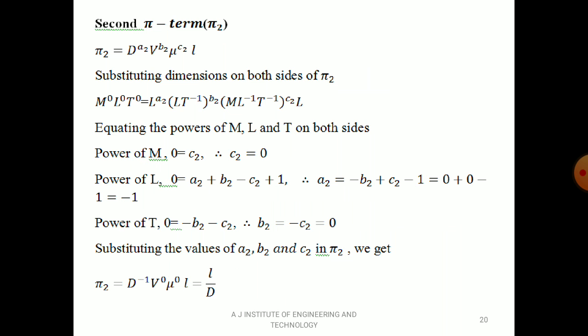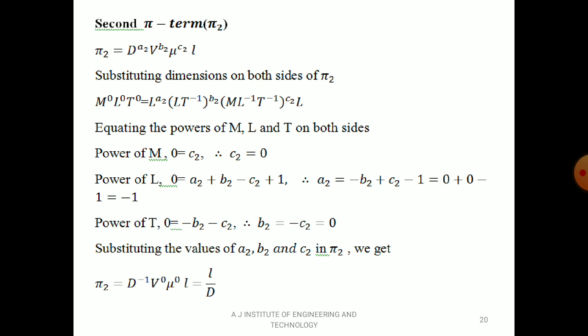So m to the power 0, l to the power 0, t to the power 0, that is equal to l to the power a2, l t to the power minus 1 to the power b2 into m l to the power minus 1, t to the power minus 1 to the power c2 into l. So equating the powers of m, l and t on both sides. So power of m, by equating the power of m to the power 0 on left hand side, m to the power c2 on right hand side. So 0 equal to c2, c2 equal to 0.